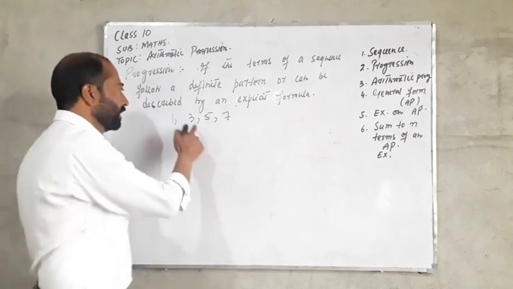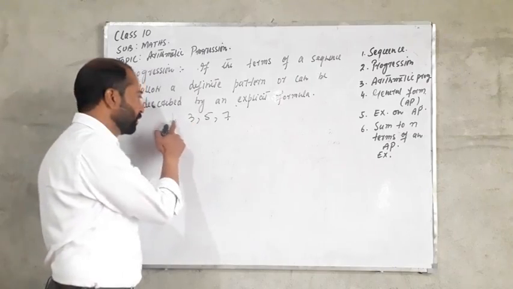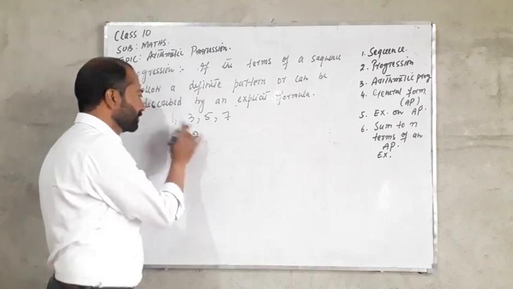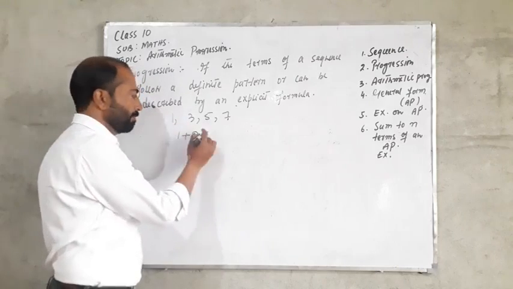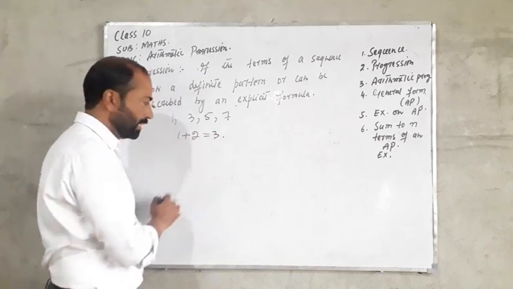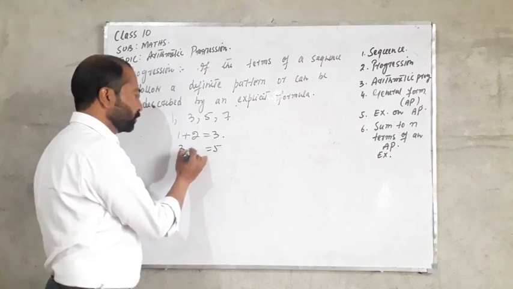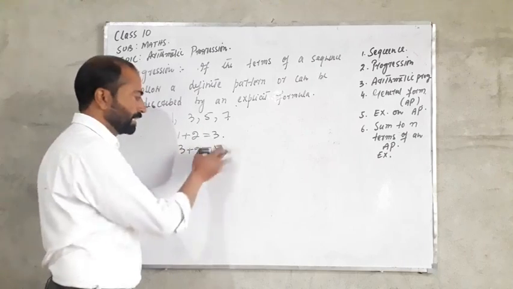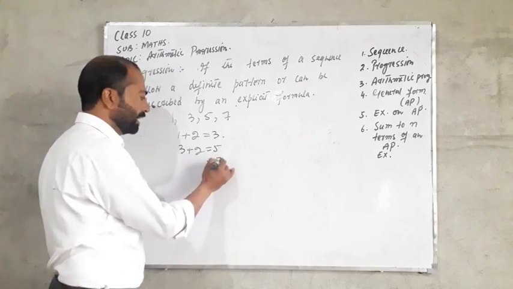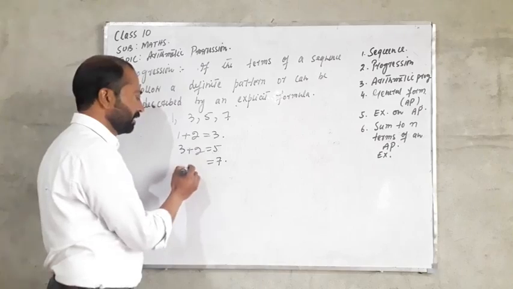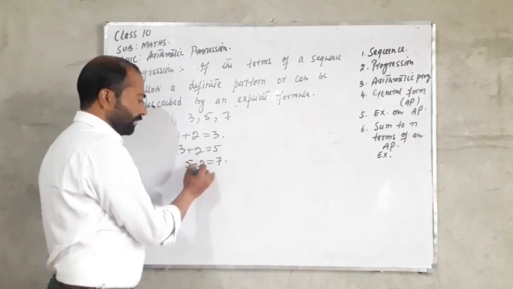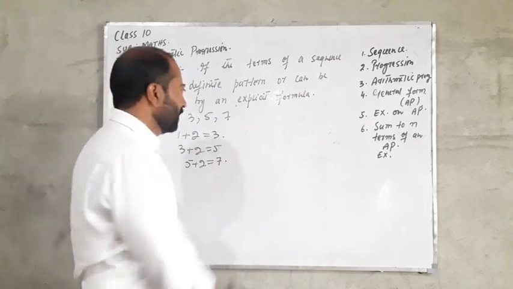For example, if you want to get the second term, you have to add 2 to the preceding term, which sums up to 3. Similarly, you get 5 by adding 2 to the preceding term, and you get 7 by adding 2 to this 5. Right?